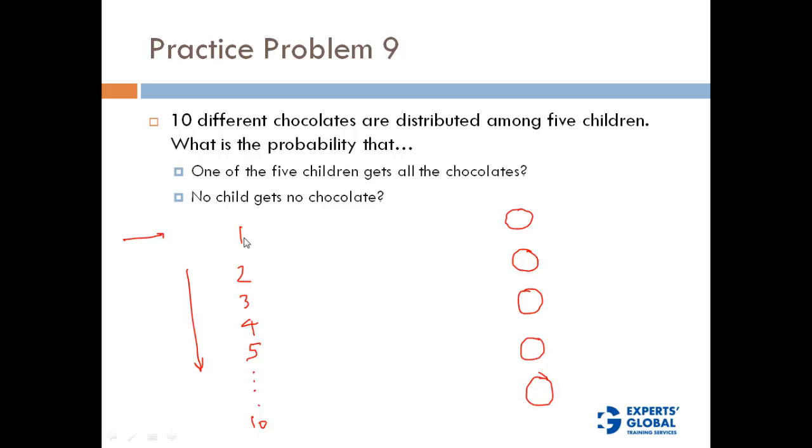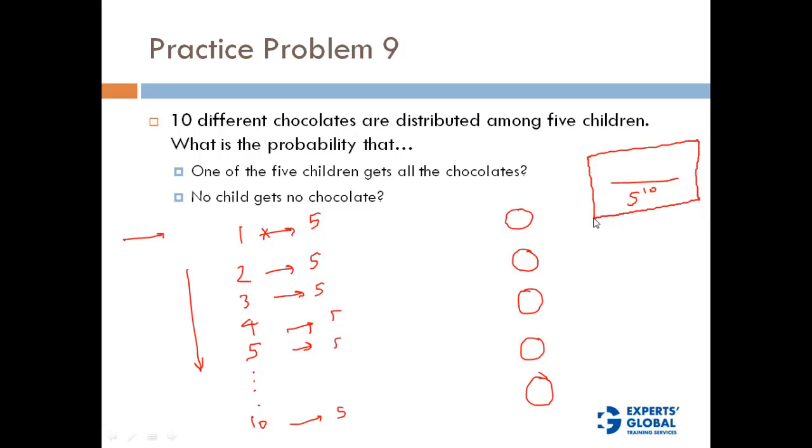So how many options does this first chocolate have? It has 5 options to go to. This chocolate also has 5 options to go to. This chocolate also has 5 options. Like that, all the chocolates have 5 options to go to. So that means the total number of ways we are talking about is 5 raised to 10. 5 options for every chocolate, 10 such chocolates, so 5 raised to 10. Correct? That is the total number of distributions.